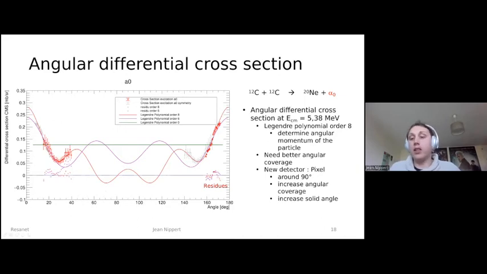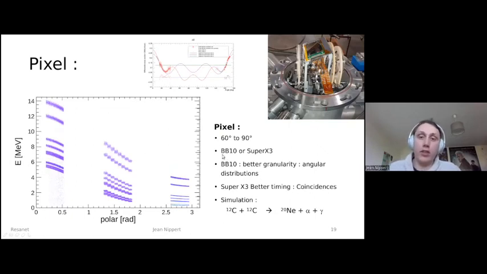And this is why we added a new detector, Pixel, that will be around 90 degrees, and this is a first idea of what it will get us. So this is Pixel. Here you see in this photo the BB10 version that has better granularity, so for the angular distribution, it's better. We also have the SUPER-X3 model that has better timing, so it's more for coincidence. So basically, we can have better angular distributions, but also increase the solid angle for the lower cross sections.